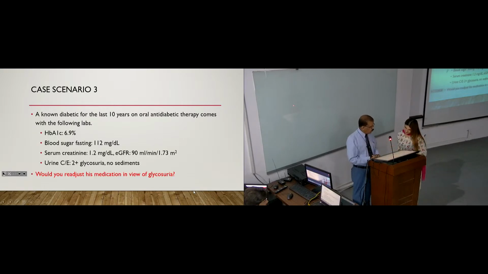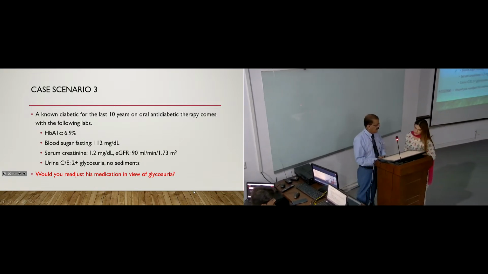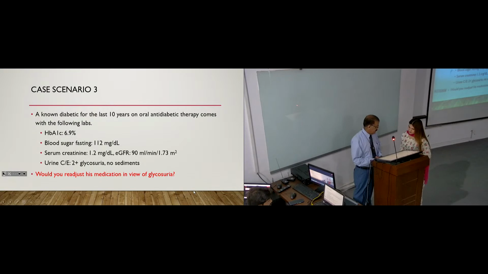Now the question is, would you readjust his medication in view of his glycosuria? Yes. Glycosuria reflecting poor control, would you consider the glycemic control is not good, and would you like to make some adjustment? Or would you look for some other explanation of glycosuria? Some dietary lifestyle modification and dietary adjustment with medication.